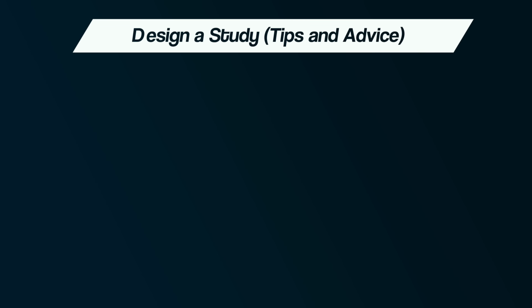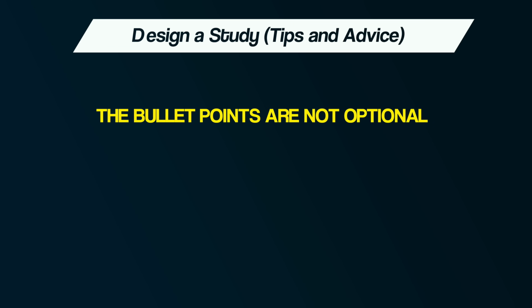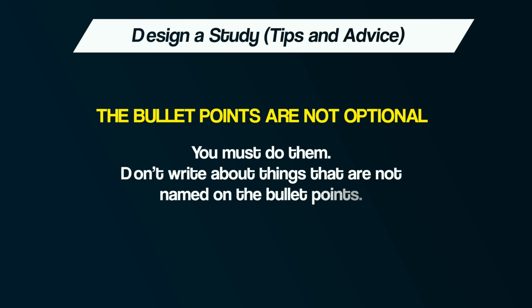In this case, you need to think back to any experiments you've carried out. There are 3 important things to bear in mind when answering a design a study question. Number 1, the bullet points are not optional. You must do them. This does mean you don't need to write about things that are not named on the bullet points. Don't waste your time writing about content that the question does not ask for.